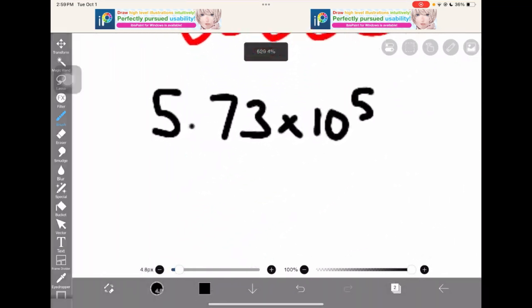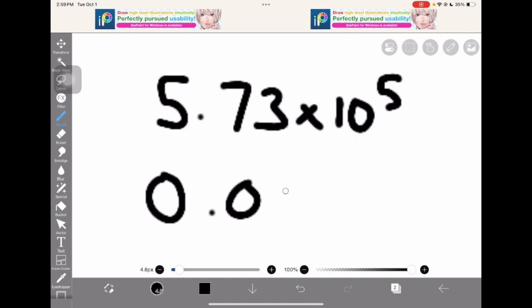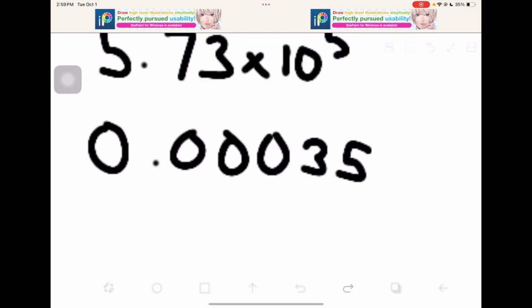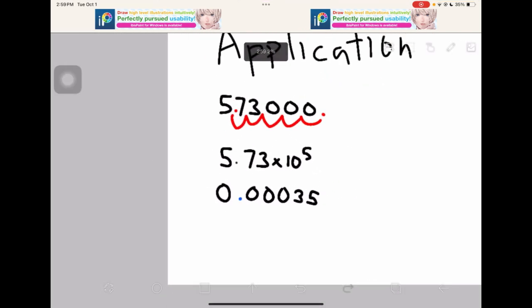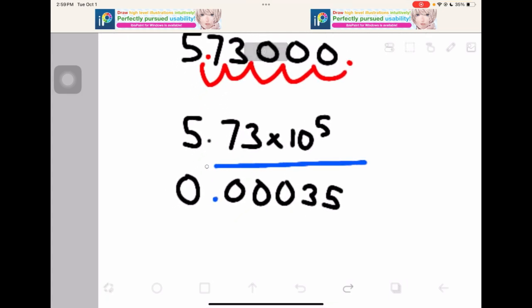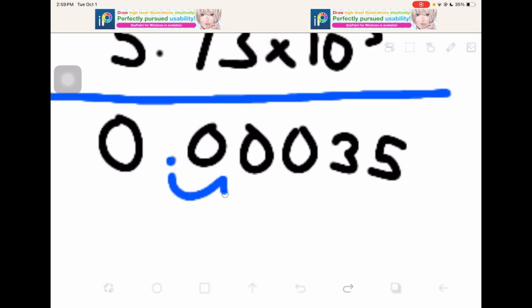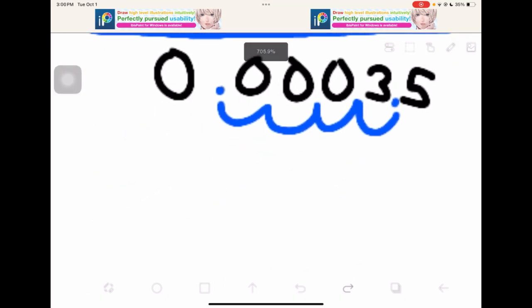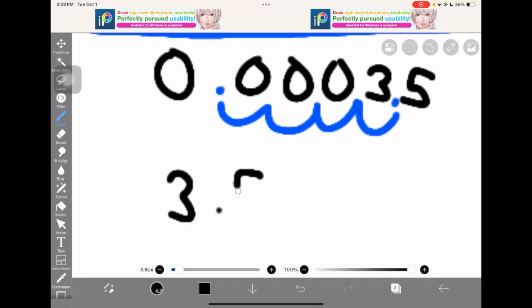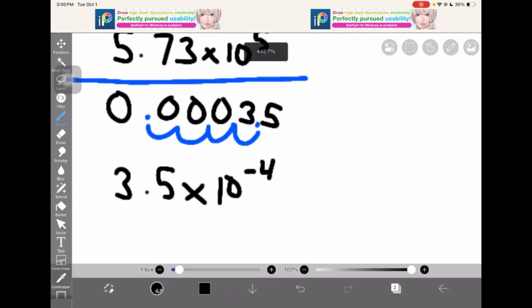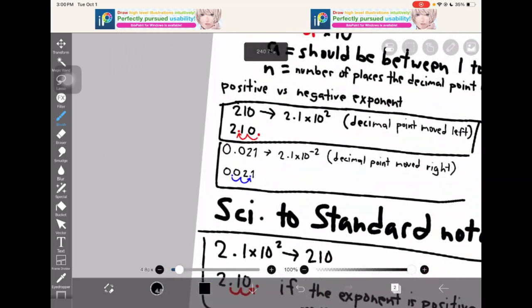Now let's try a negative exponent, for example, how about 0.00035? Once again, we're going to move this decimal point to the right this time until we get a number between 1 and 10. So we go 1, 2, 3, and 4. So now we have 3.5. So we just put 3.5 times 10 raised to negative 4 because we moved the point to the right based on this rule over here, right?